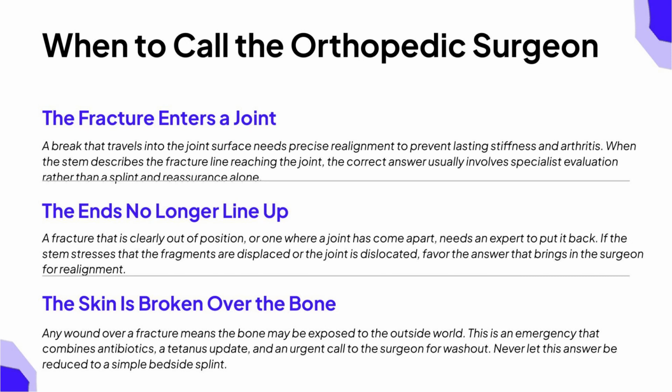Second, the ends no longer line up. A clearly displaced fracture, or a joint that has come apart, needs an expert to reduce it. When the stem stresses that the fragments are out of position, favor the surgeon. Third, the skin is broken over the bone. That is an open fracture. And it is an emergency of antibiotics, a tetanus update, and an urgent call for surgical washout. Never let that be downgraded to a simple bedside splint.